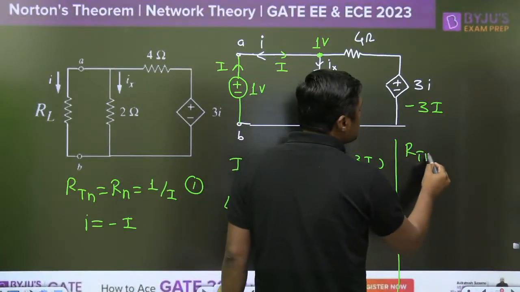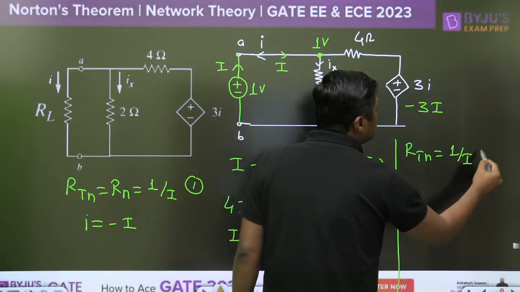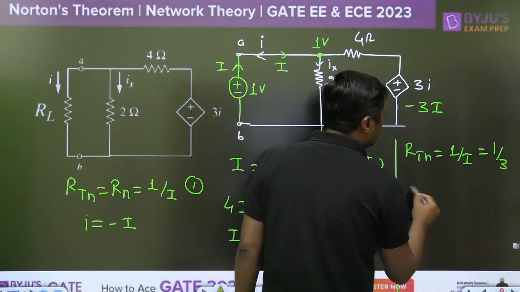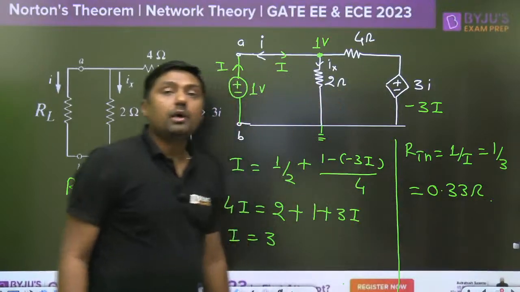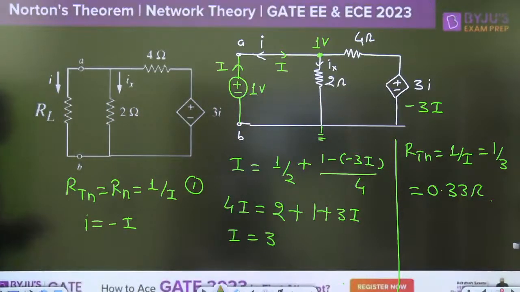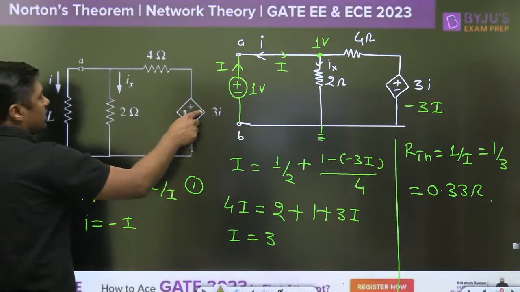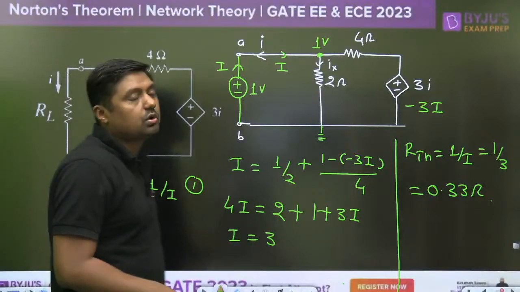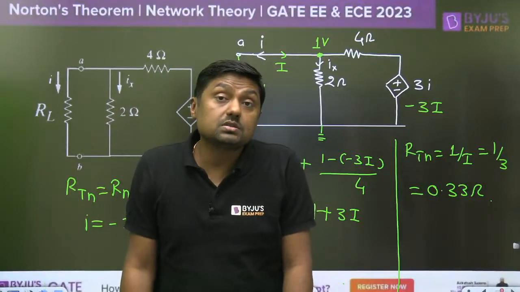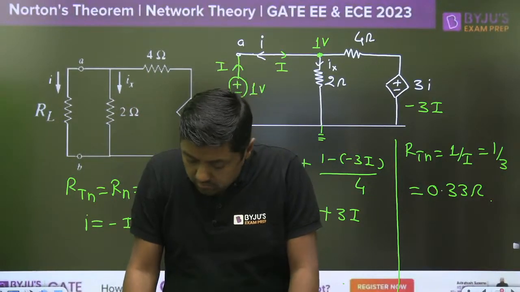RTH is nothing but 1 by I, that is nothing but 1 by 3, 0.33 ohm. So what is the new thing in this question? That is the dependent source. Many students will make RL equal to infinite, and that's why this I will become 0, 3I will become 0, and you are going to get RTH is equal to infinite, or RTH is equal to 0. That is the silly mistake.